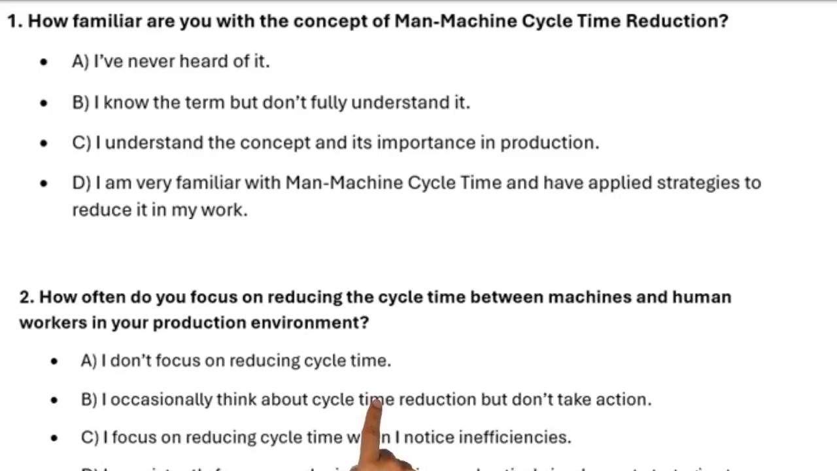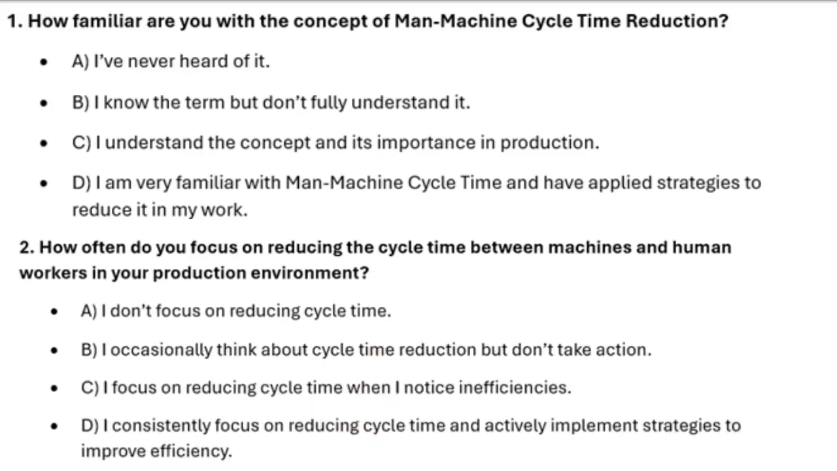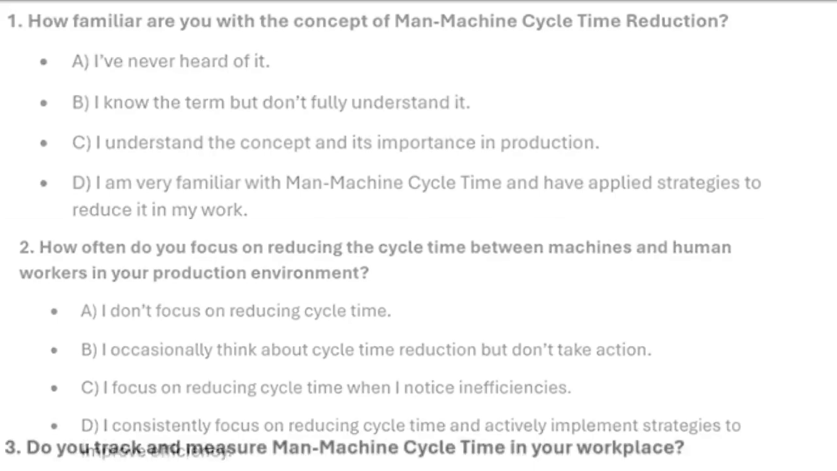2. How often do you focus on reducing the cycle time between machines and human workers in your production environment? A. I don't focus on reducing cycle time. B. I occasionally think about cycle time reduction but don't take action. C. I focus on reducing cycle time when I notice inefficiencies. D. I consistently focus on reducing cycle time and actively implement strategies to improve efficiency.